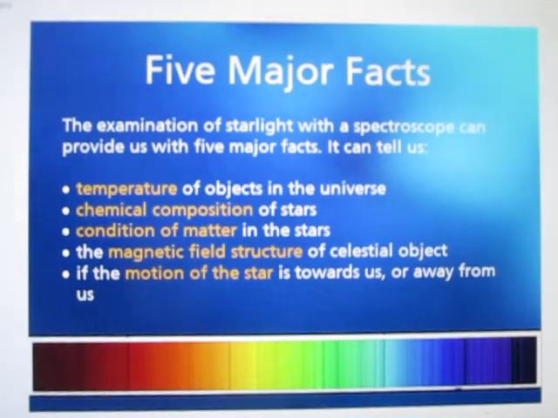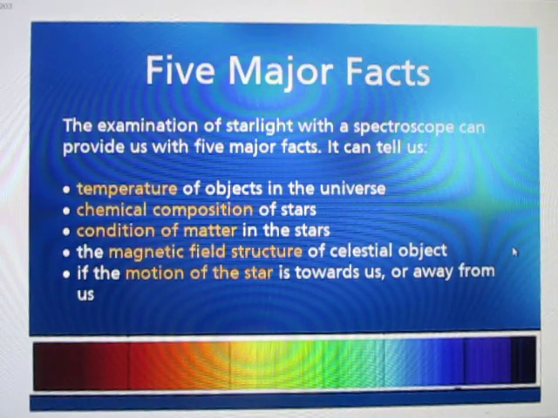The examination of starlight with the spectroscope can provide us with 5 important facts. Review this slide to find out what those 5 facts are. So from the light of a star, we can tell the temperature of objects in the universe, their chemical composition, the condition of matter in the stars, the magnetic field structure of celestial objects, and if the motion of the star is towards us or away from us. This shifting of what's called the red line is Hubble's work, which we will look at in the last section of the course.